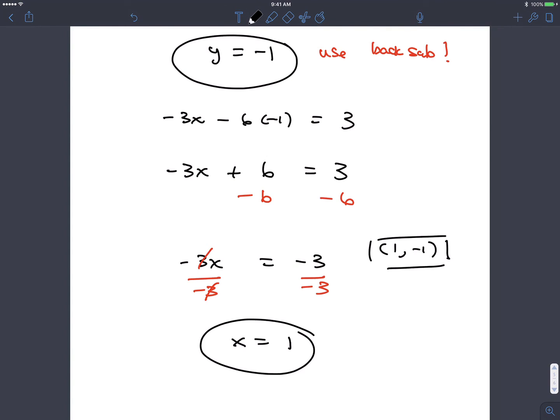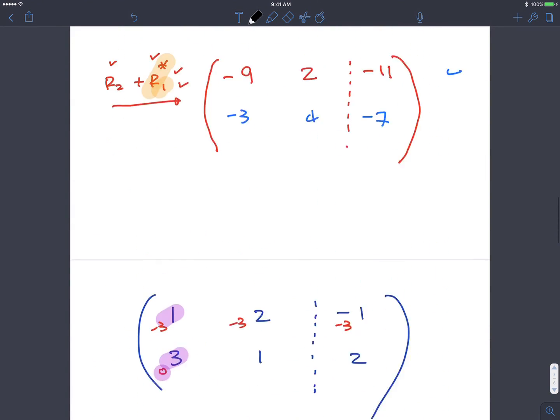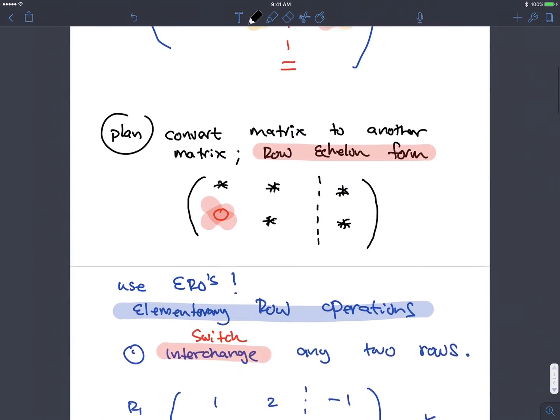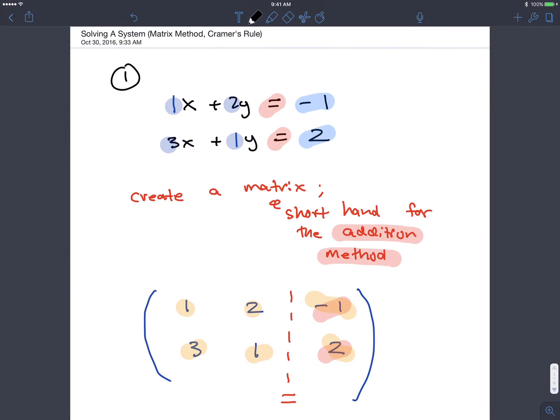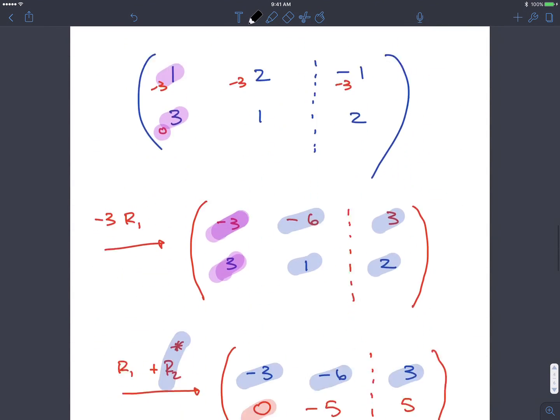And this is using the matrix method. And I went through all the gory detail, somewhat of a little review of what we discussed in class to solve this original system by the matrix method. Again, it's the shorthand for the addition method. You're just using all the coefficients and you're zeroing out that x entry. So nevertheless, that's number 1 in the homework.